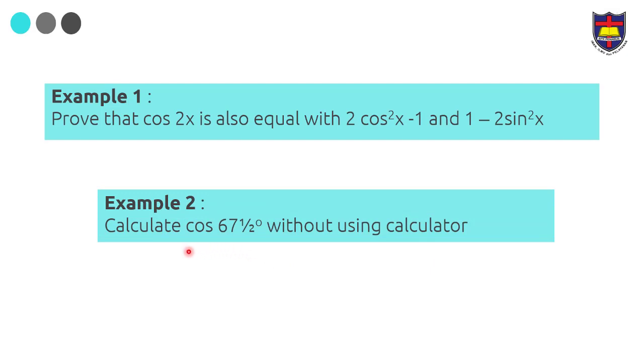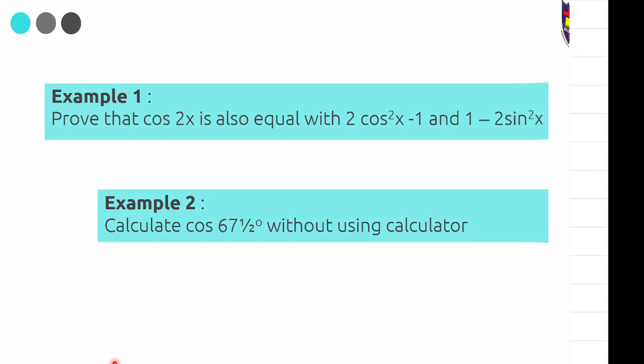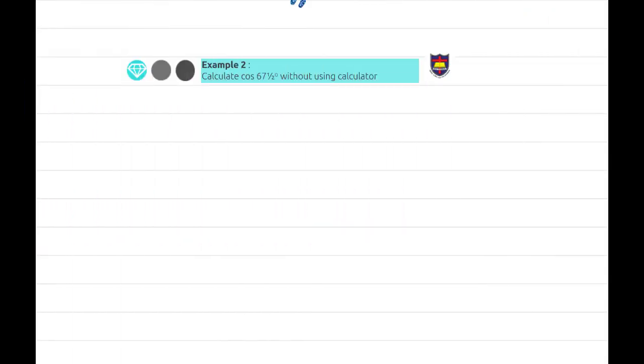Let's go to the next example. After finishing example 1, we continue to example 2. Calculate cos 67.5 degree without using calculator. Okay, this one as well, let's do it together. For cos 67.5, please recall that 67.5 is a half times any special angle 135, right? So we have to find out any connection between the value that we need to find with any special angle that we know. So we will use the formula of cos 2x.